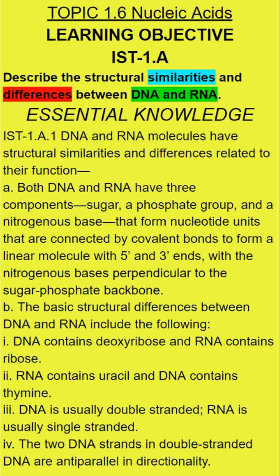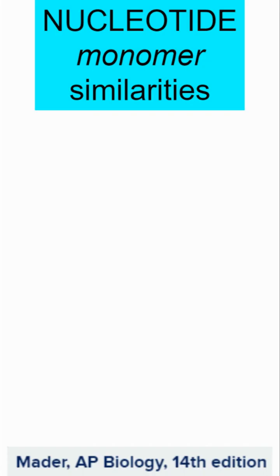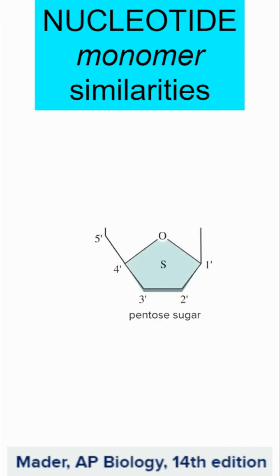There are similarities and differences between DNA and RNA. So when we look at the monomers or the nucleotides, there are similarities. They both have a pentose sugar. There are 5 carbons in that sugar, and we need to focus on the 3' sugar and the 5' sugar because it's the 5' end that has the phosphate attached.